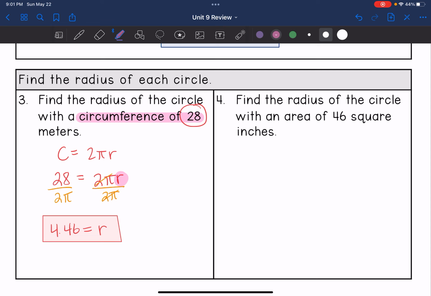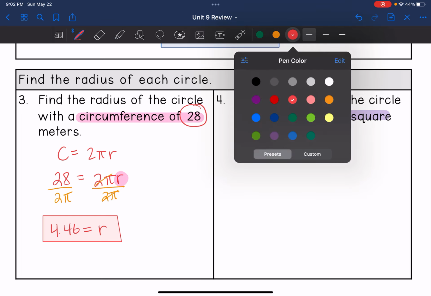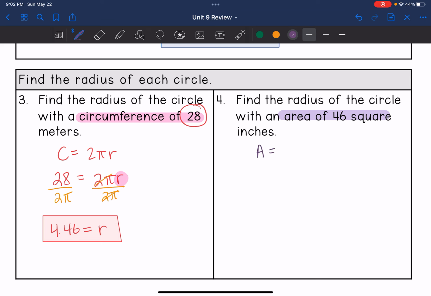Okay, the next one says find the radius of the circle with an area of 46 square inches. So again, we know the formula for area is pi r squared, but then they tell us that area is 46. So we're going to have to do some rearranging and try to get that r on its own. So first thing I want to do is divide both sides by pi, and that'll cancel out the pi. But then that r, it's to the second power, and I want it to just be normal. So we're going to go ahead and square root both sides, and that'll cancel out the little exponent.